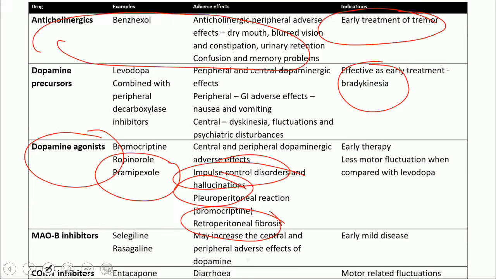Then, of course, you have things like COMT inhibitors, MAO-B inhibitors, selegiline, rasagiline. Again, early mild disease. Okay, this rasagiline might have a little bit of a disease-modifying action, but people are unsure about the effectiveness, right? But that's what some of the trials have shown. Right? So these are the drugs that you can use for treating Parkinson's.